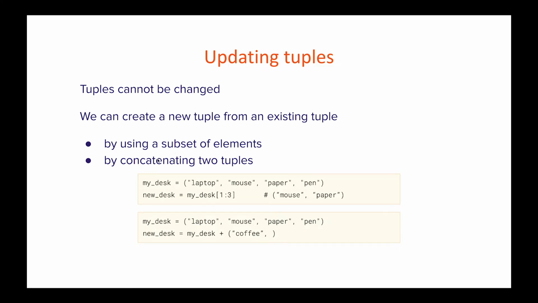So we call this concatenation. In practice, we have the plus sign. So we have my desk plus another tuple. Make sure this is a tuple. If it only has one element, it needs a comma. Not necessarily the space, but the comma is important. I'm very used to leaving a space after the comma, but that's not mandatory. The only thing mandatory is the comma here. So adding two tuples together gives us a new tuple.